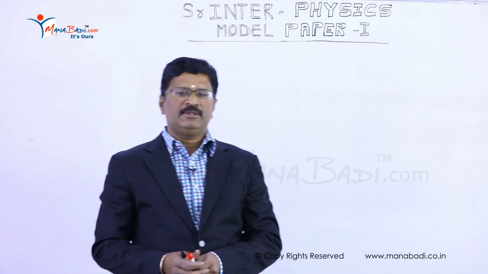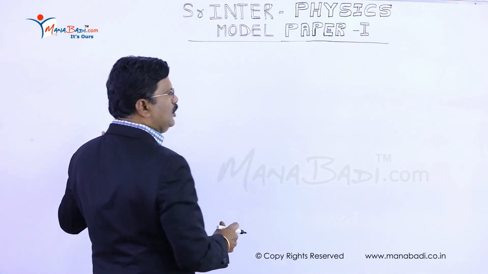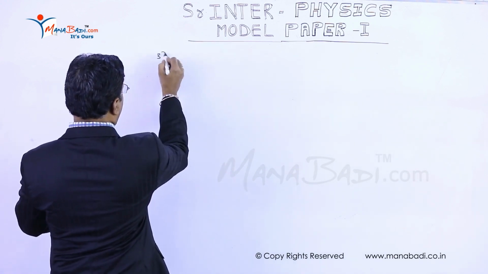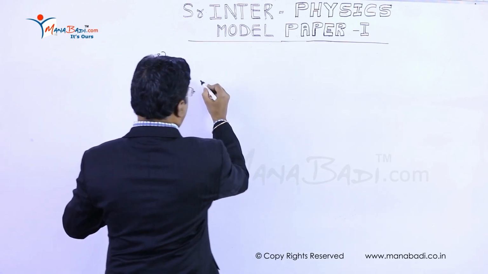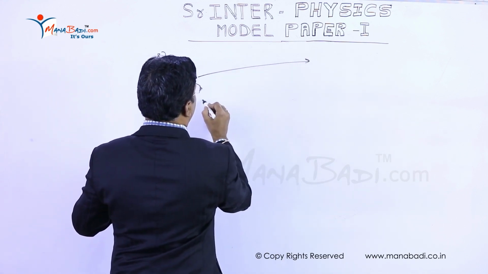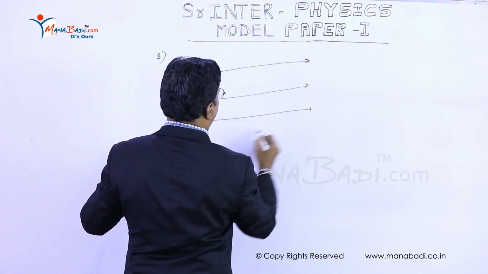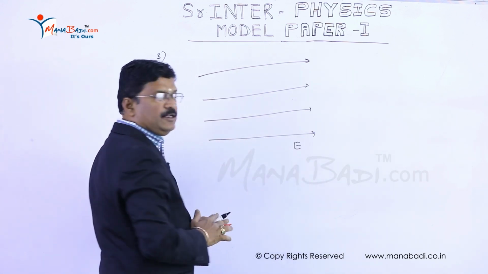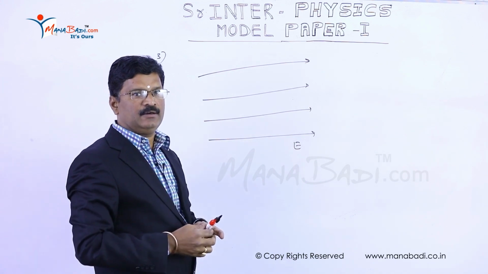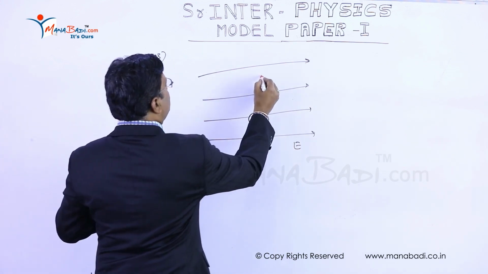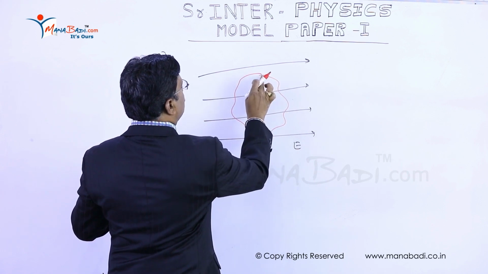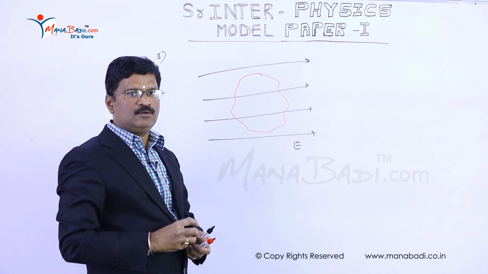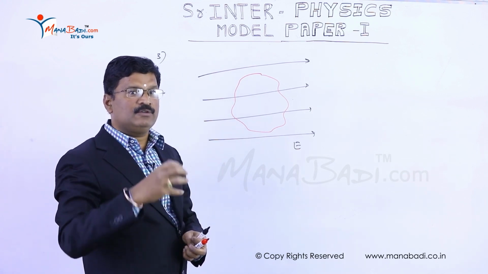Now question number 3 says, state the Gauss laws in electrostatics. For that, let us assume there is a uniform electric field as shown here. In this electric field denoted by letter E, let us say a closed region has been selected, called a closed path, as shown in the diagram. In this closed path, what is the flux which is now coming out for this given area?